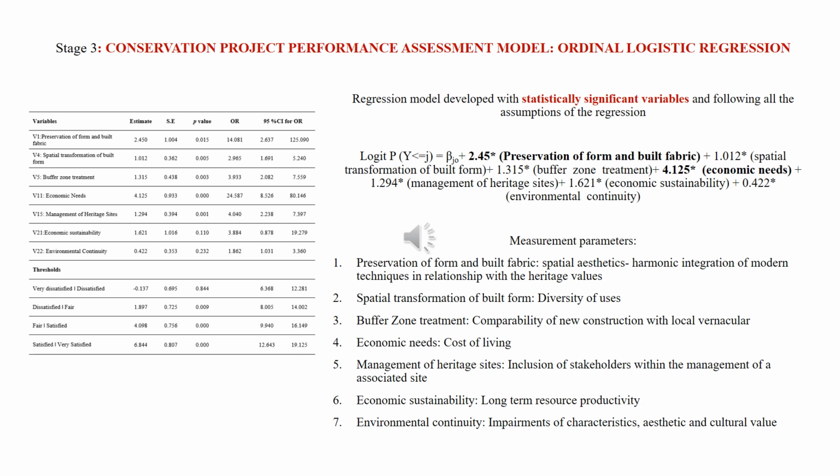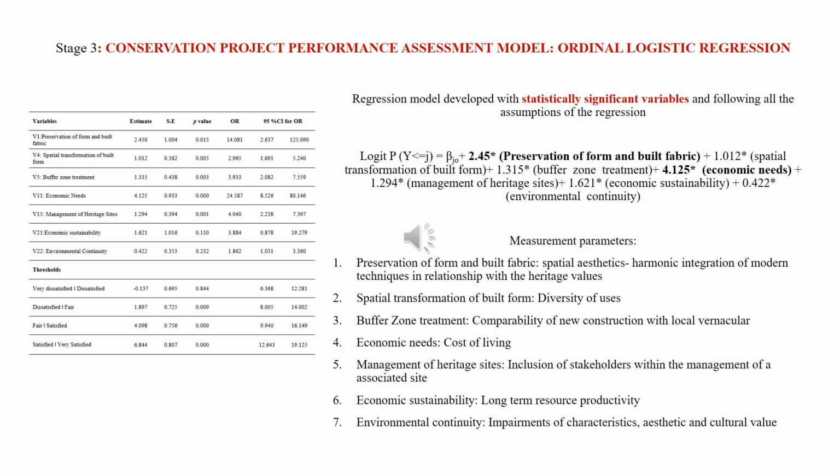The regression model developed with statistically significant variables followed all the assumptions of regression, and it was found that the dependent variable, stakeholder satisfaction, was influenced majorly by 7 influential factors. These included the preservation of form and built fabric, that is the physical aspect, followed by the spatial transformation of built form, which included the adaptive reuse potential of such sites and the buffer zone treatment, and following that the economic aspect: the economic needs of the stakeholders needed to be considered in order to influence their satisfaction.